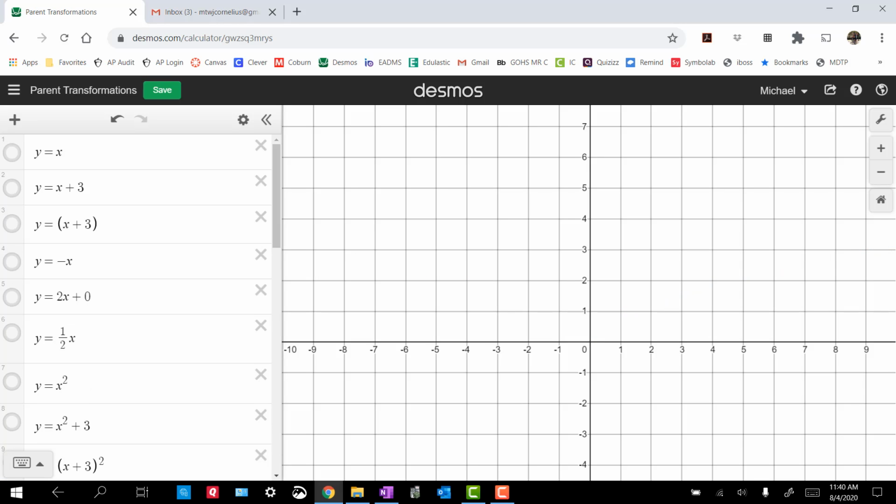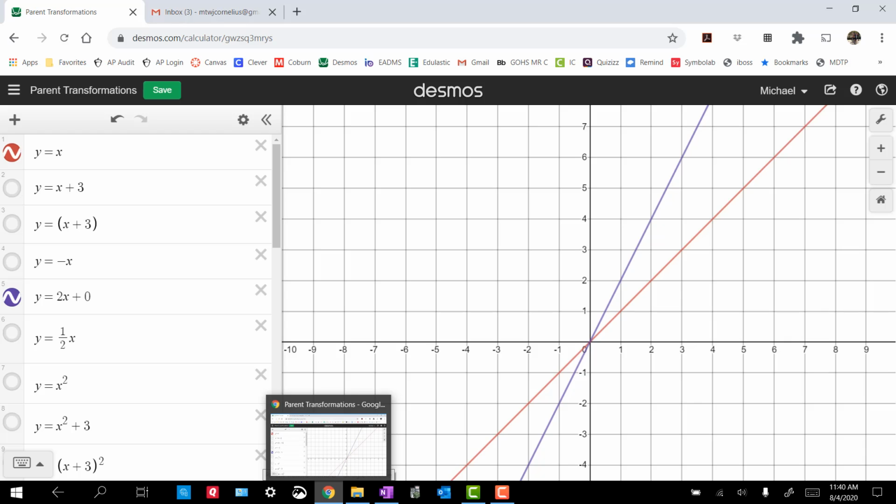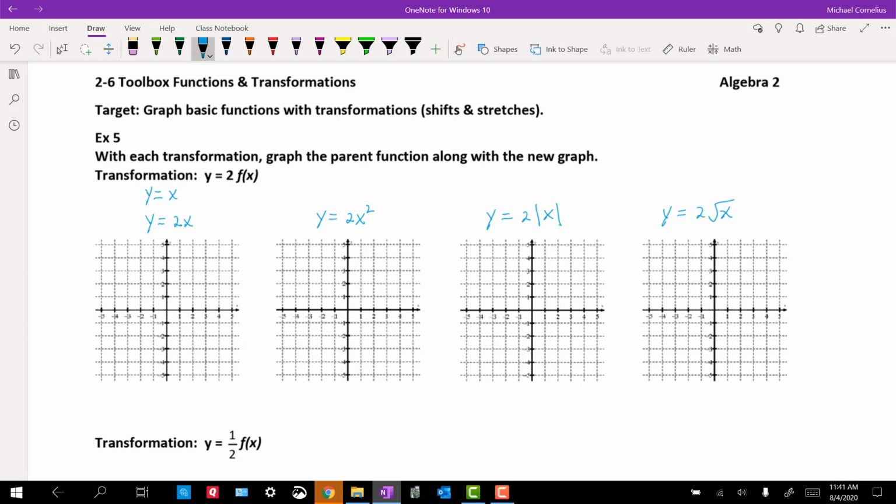All right, so y equals x and y equals 2x. Now it still starts at 0, 0, and the reason for that is because I didn't change the y-intercept, but I did change the slope. The number in front of x is your slope. So you'll notice instead of going up 1 over 1, this goes up 2 over 1. So a 2 in front is changing the slope of the straight line to y equals 2x, which is a slope of 2.